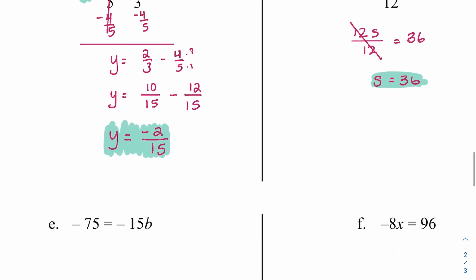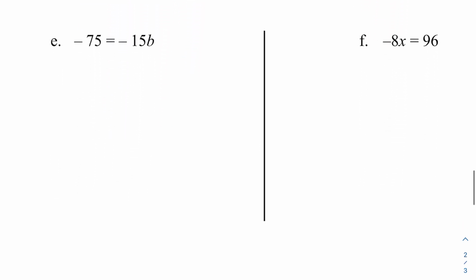All right, our last two. There we did division. So now I have negative 75 equals negative 15b. So ask yourself, what is holding my negative 15 and my b together? Well, the only operation that says I can put a number right beside a letter with no operation symbol in the middle is multiplication. So I have to do the opposite, which is divide. So I'm going to divide both sides by negative 15. So my negatives cancel and give me a positive, and 75 divided by 15 is 5. So b is equal to 5.